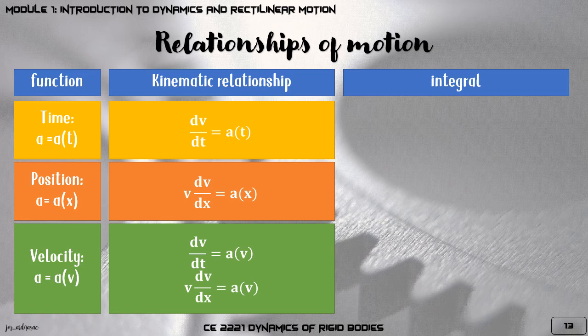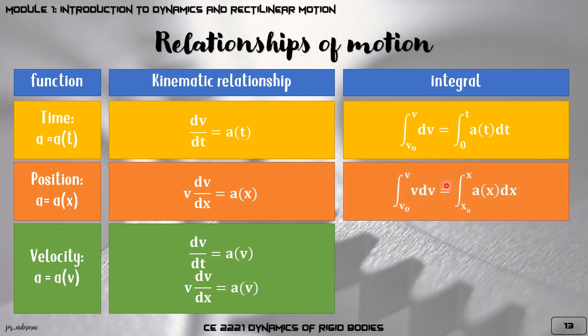So to solve now for our values, we can now apply our integration. So if we integrate now from your calculus, transposing dt to the other side, we can rewrite the equation as the integral of dv from vo to any value of v is equal to the integral of a as a function of time dt from 0 to time. Likewise, for position, that will simply be the integral of v dv from vo to v is equal to a as a function of x dx from xo to x.